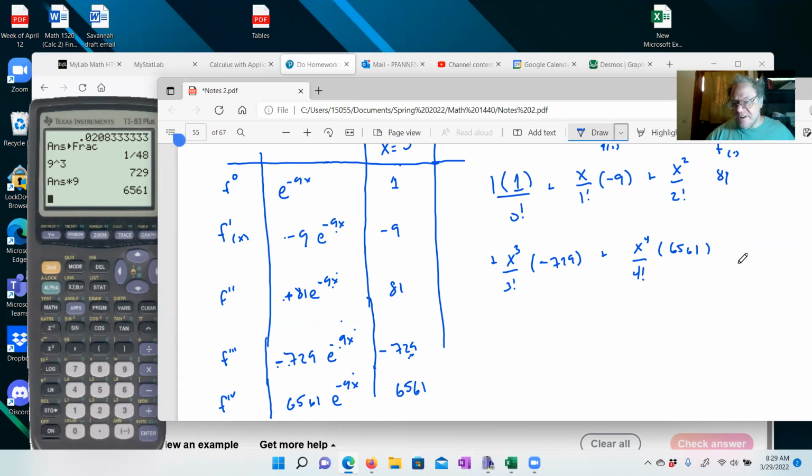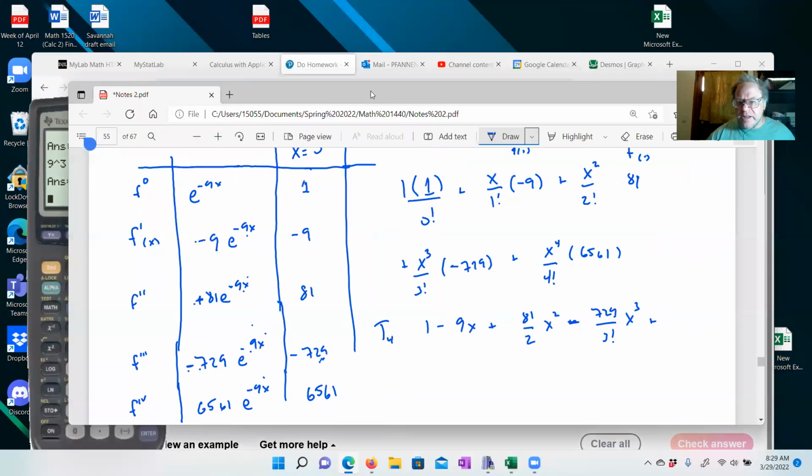So just to write that down as one line, the Taylor 4 polynomial is going to be 1 minus 9x plus 81 over 2 x squared minus 729 over 3 factorial x cubed plus, and then we're going to have this guy here, 6561 over 4 factorial x to the 4th. Okay, so that's our Taylor polynomial.